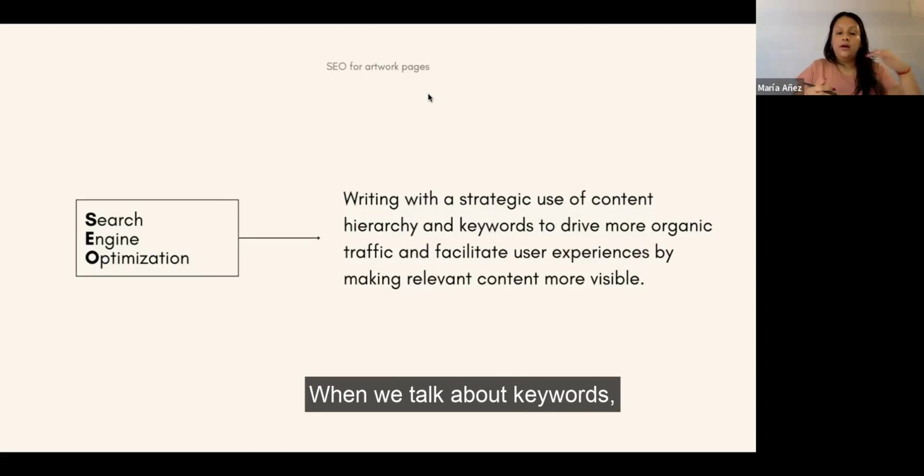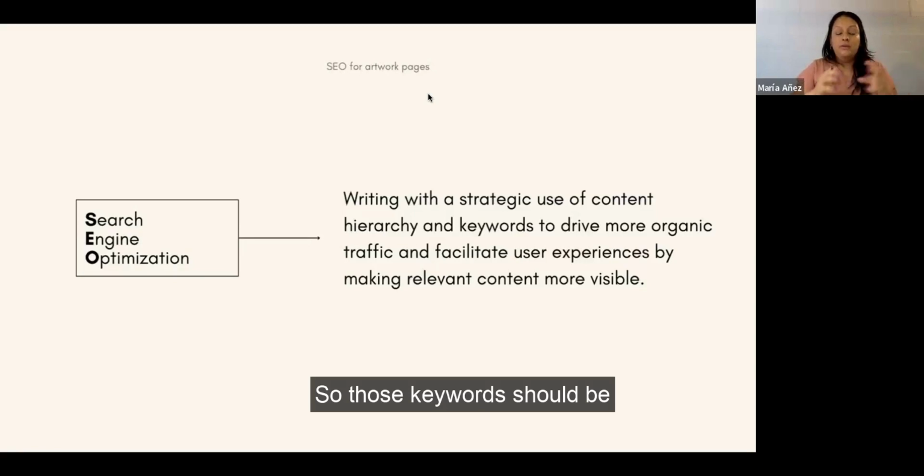When we talk about keywords, we're talking about specific words that people use to find pages that are similar to the ones that we have. Think about it when you go to a search engine like Google. You're looking for a specific type of art. Let's say landscape photography from Florida or from Utah. Those are the keywords that are pertinent to that type of artist that is doing that type of work.